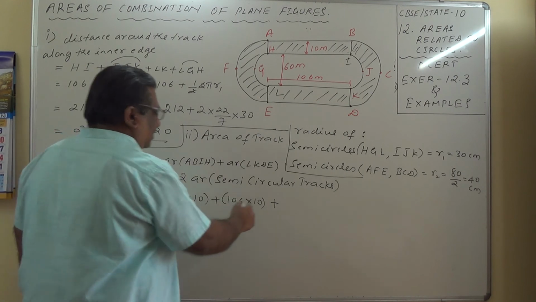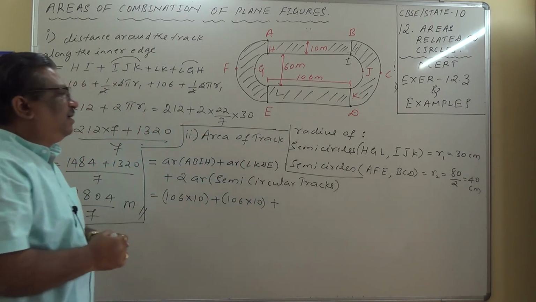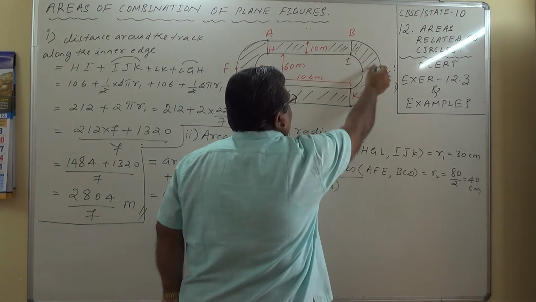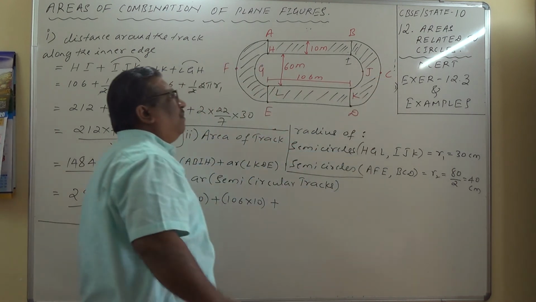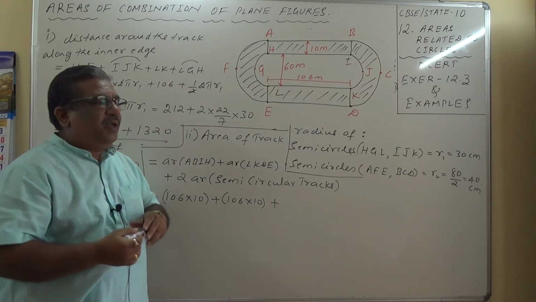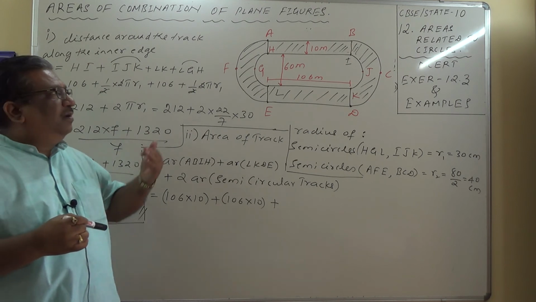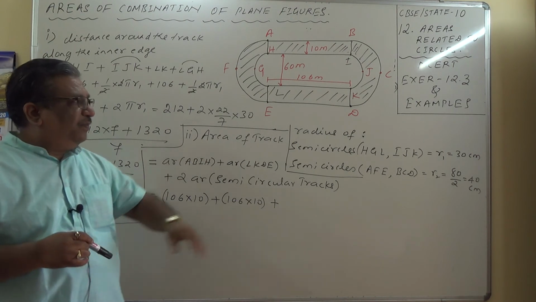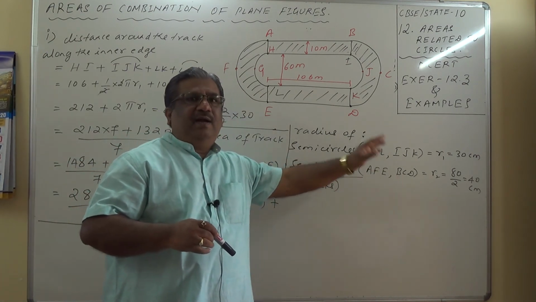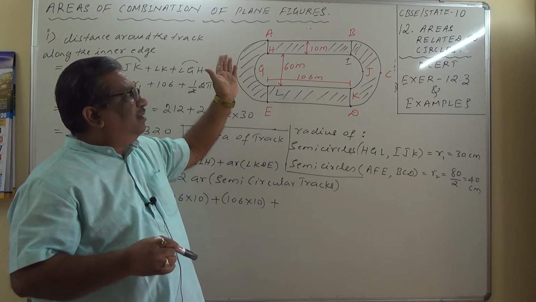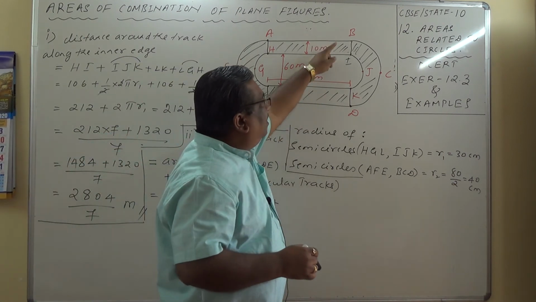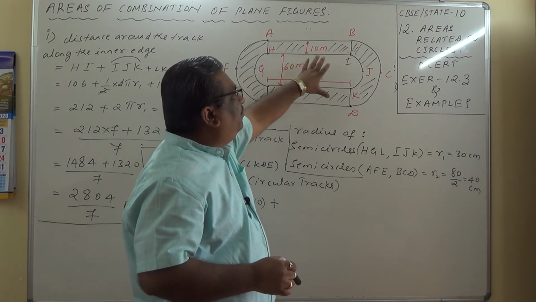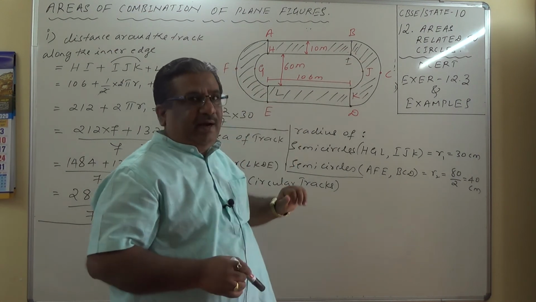So these 2 plus, how do you find out the semicircular track area? That means this track area, how do you find out this area? That is half of pi r2 square minus pi r1 square. R1 and R2 are the corresponding radii. Half of the semicircle BCD minus semicircle IJK, that area gives you the semicircular track area.